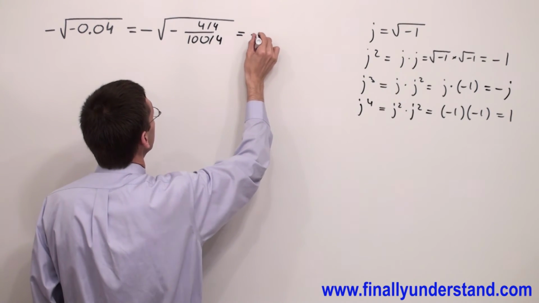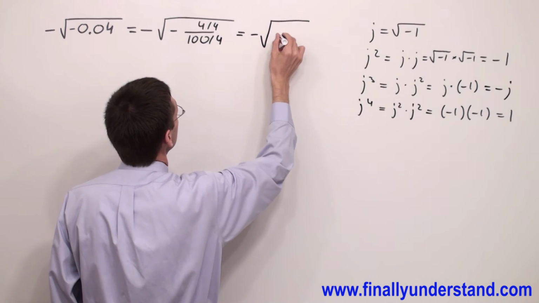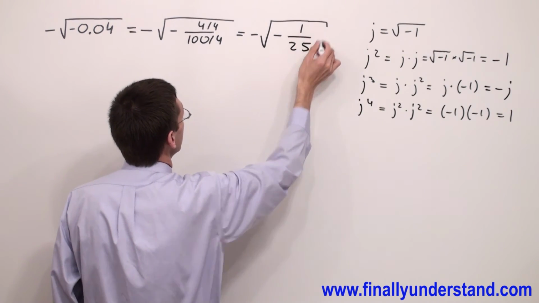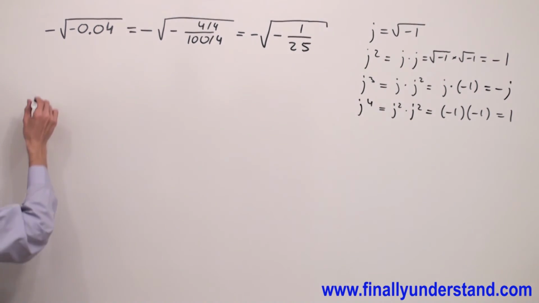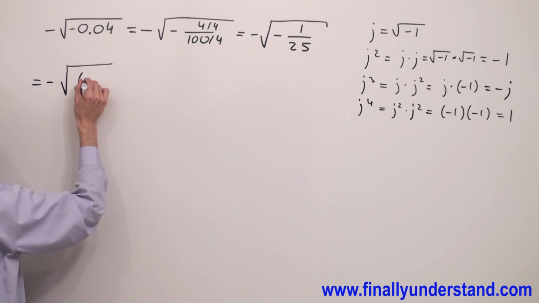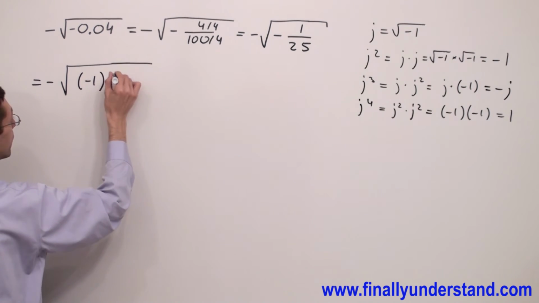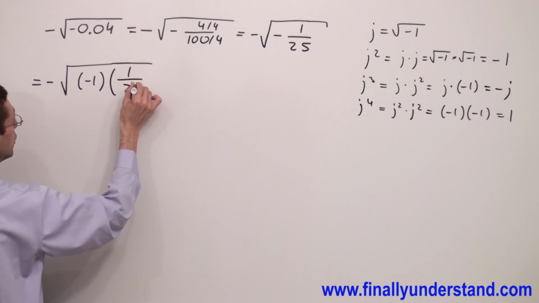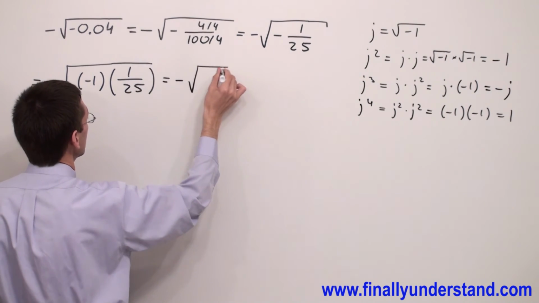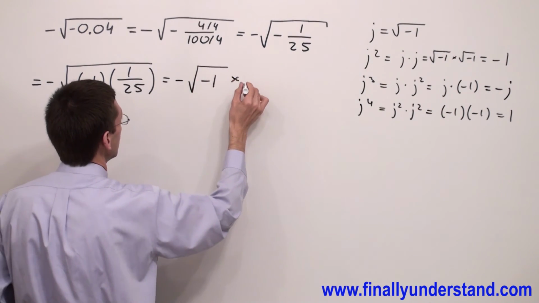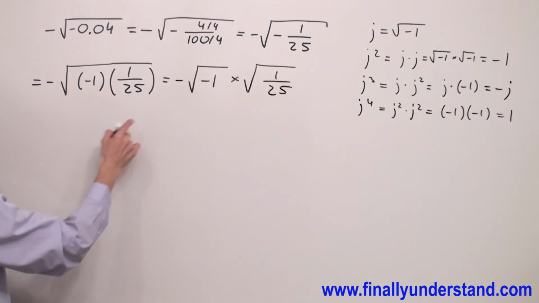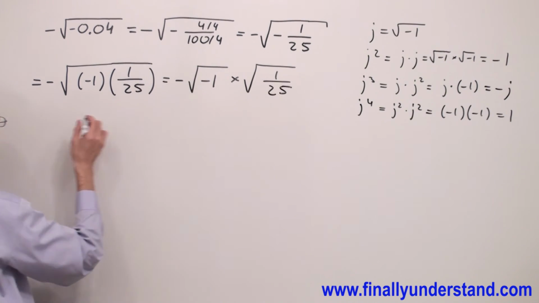And I'm going to have negative square root of negative 1 over 25. Next, we're supposed to use the properties of radicals and rewrite the radicand as negative 1 times 1 over 25. This is equal to negative square root of negative 1 times square root of 1 over 25. Instead of square root of negative 1, I'm going to write j.